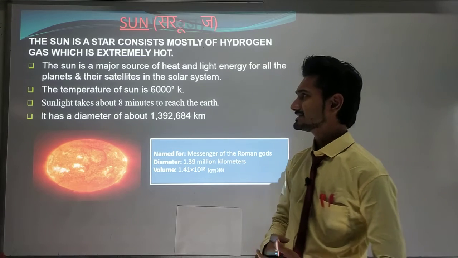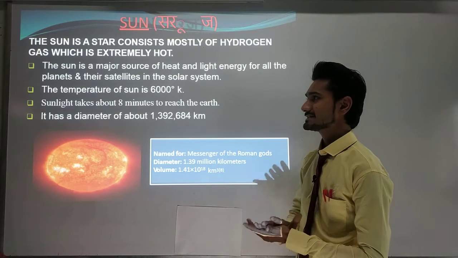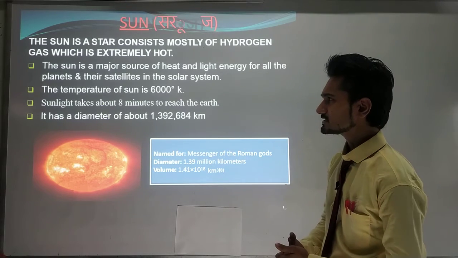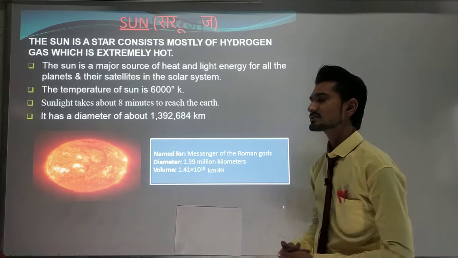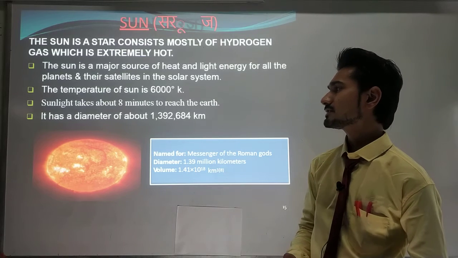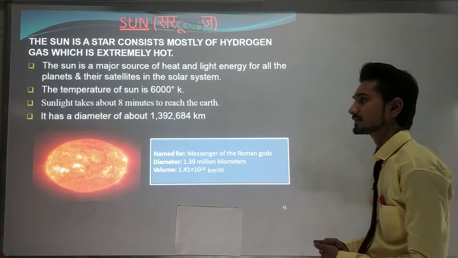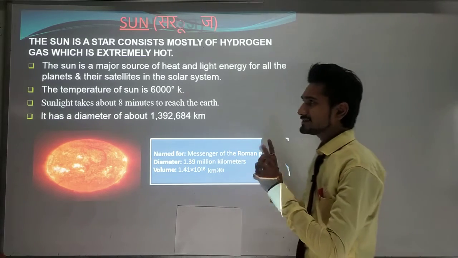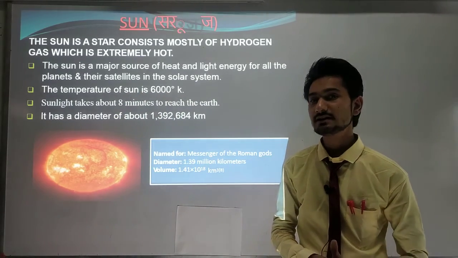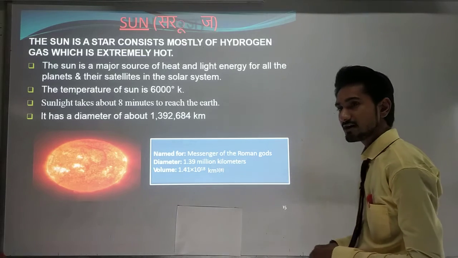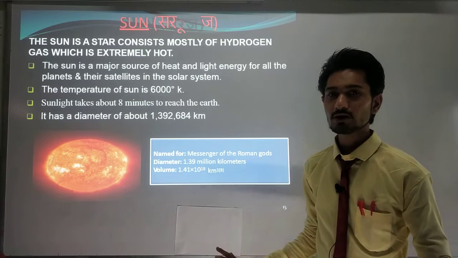So the first point is that the sun is the major source of heat and light energy for all the planets and their satellites in the solar system. The temperature of the sun is 6000 degrees Kelvin. Sunlight takes about 8 minutes to reach the earth. It has a diameter of about 13,92,684 kilometers. The temperature of the sun being 6000 degrees Kelvin means it is a very, very high temperature. We cannot reach it. If we were just nearby, we would burn ourselves.